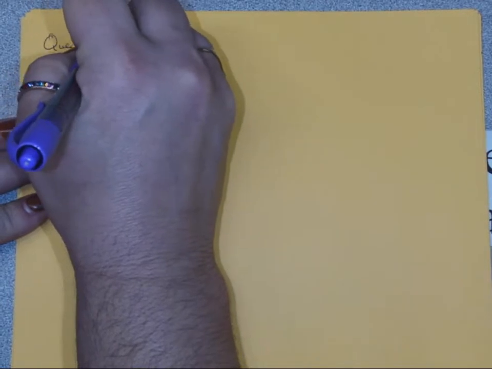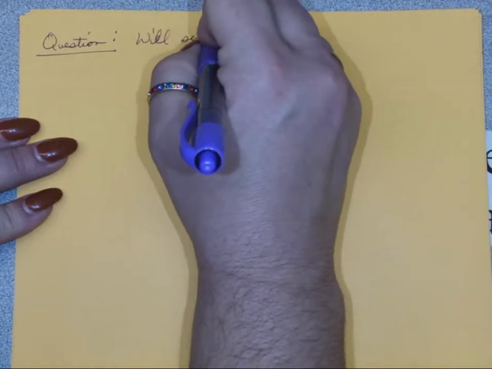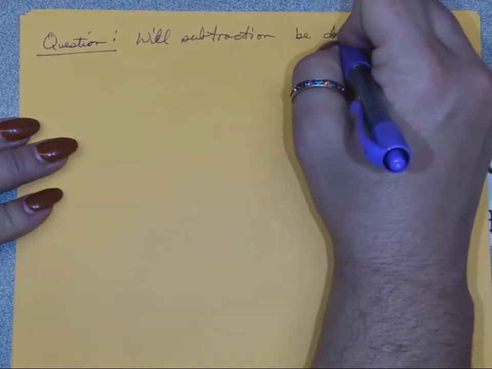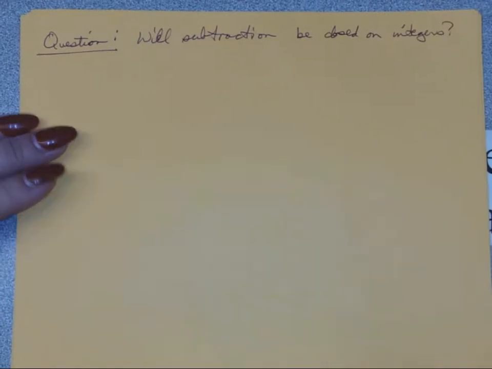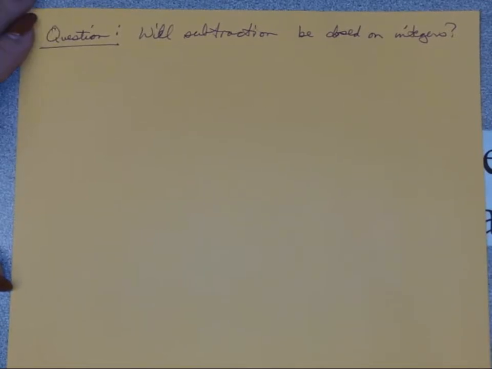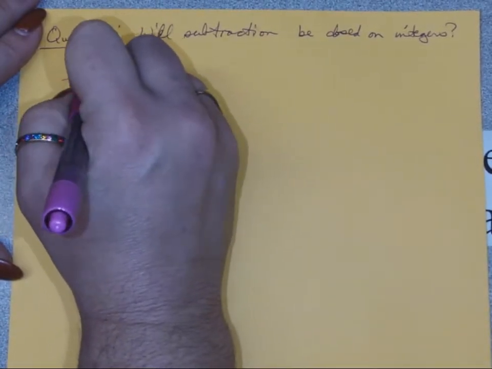Okay, so here's my question. I want you to try on your own. Will subtraction be closed on the set of integers? Okay, so the set of integers, we just said it's not closed on whole numbers, right? So now we're wondering, what about integers? So hopefully you can think about some possible examples, right? So think about examples.